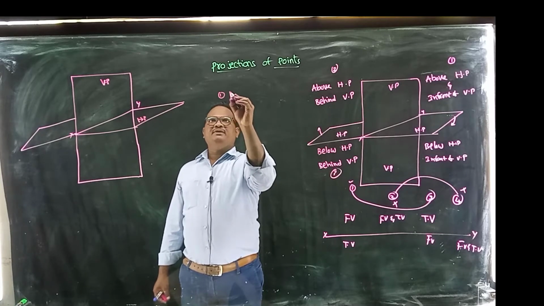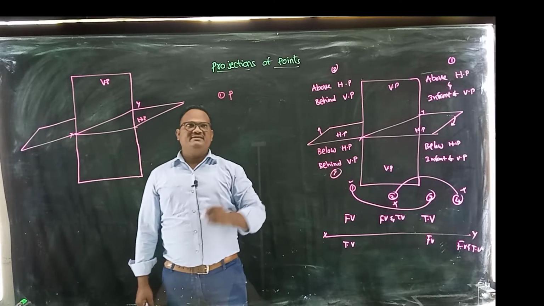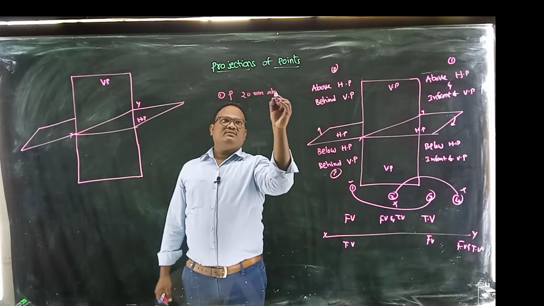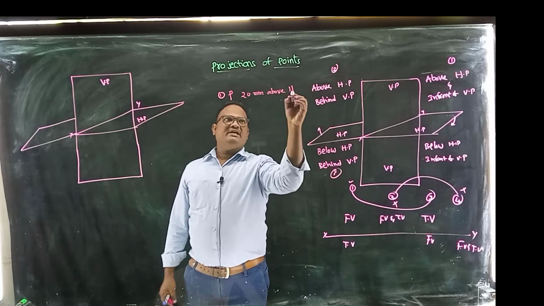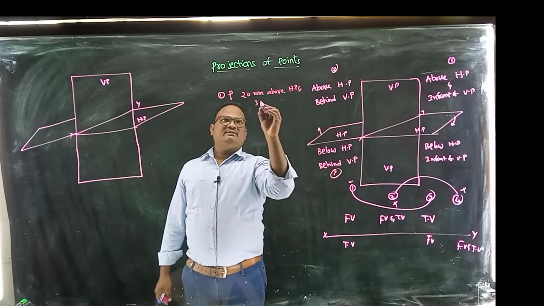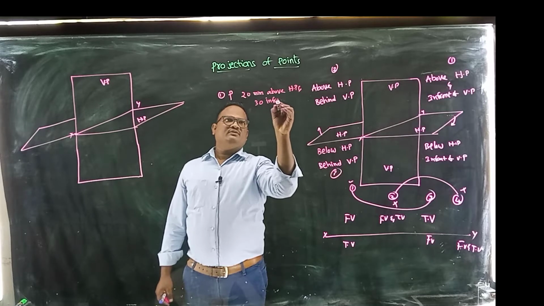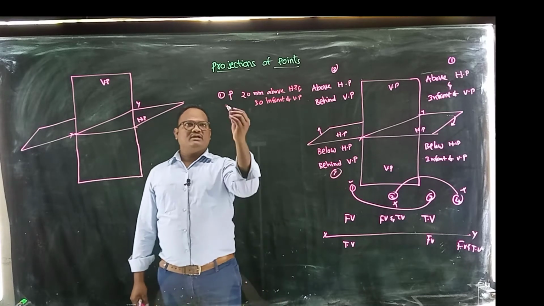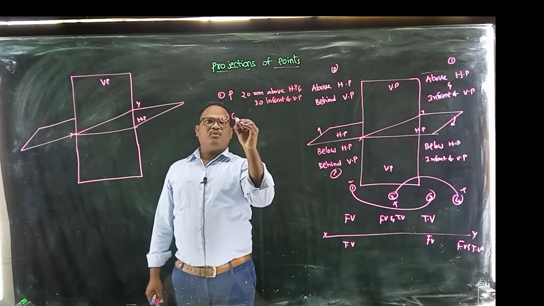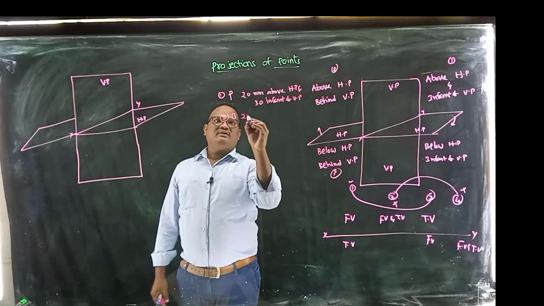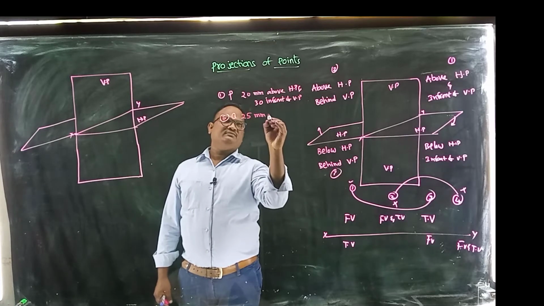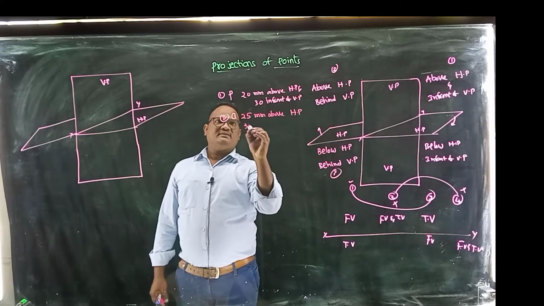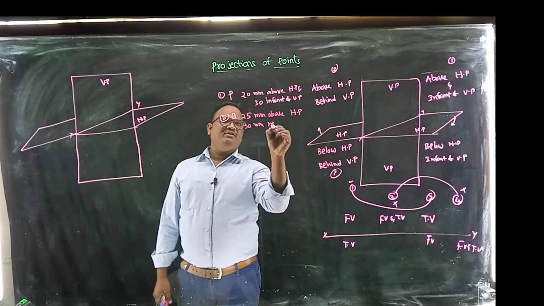A point P is located at a distance 20 mm above HP and 30 mm in front of VP. So like this way they will give. Coming to the second one, point Q is 25 mm above HP, 30 mm behind VP.